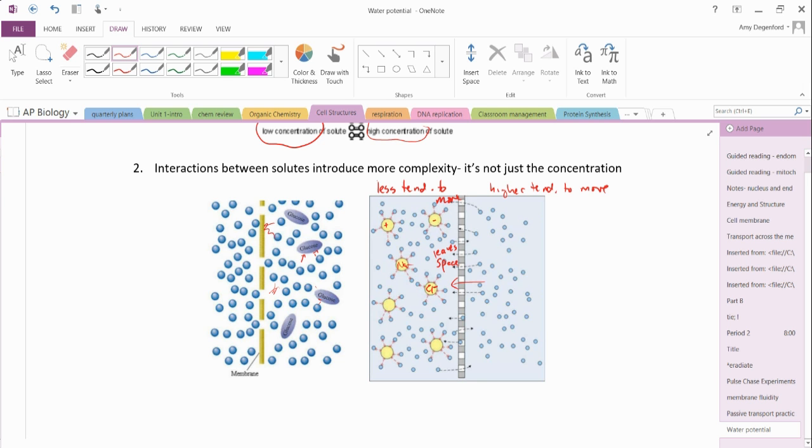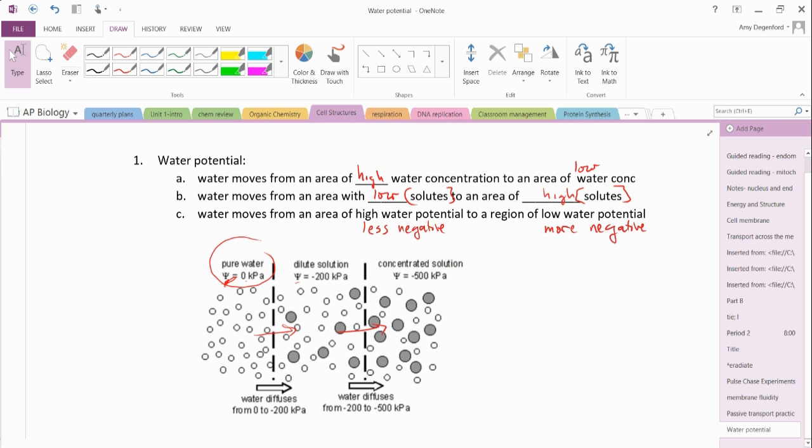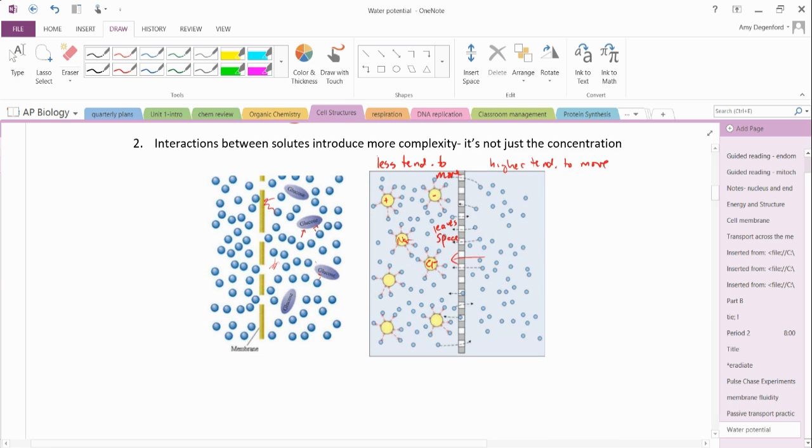Now, just to apply what we know, remember what I said: water is going to go from an area of high water potential to an area of low water potential. That means from an area less negative to an area more negative. So we can start real quickly applying this. Over on the left, this would be more negative, this would have less water potential, and conversely this would be less negative, and it would have a higher water potential.